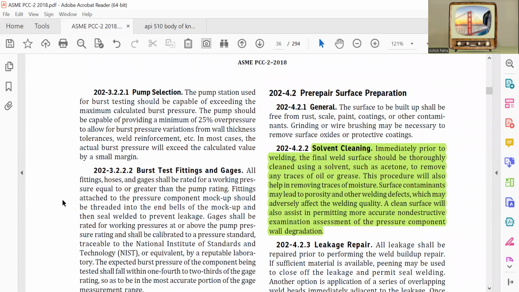The pump station used for burst testing should be capable of exceeding the maximum calculated burst pressure. The pump should be capable of providing a minimum of 25% overpressure to allow for burst pressure variations from wall thickness tolerance, weld reinforcement, etc. In most cases, the actual burst pressure will exceed the calculated value by a small margin. Burst test fittings and gauges.